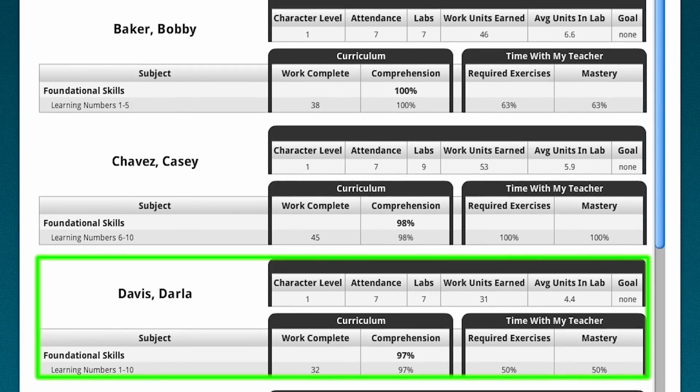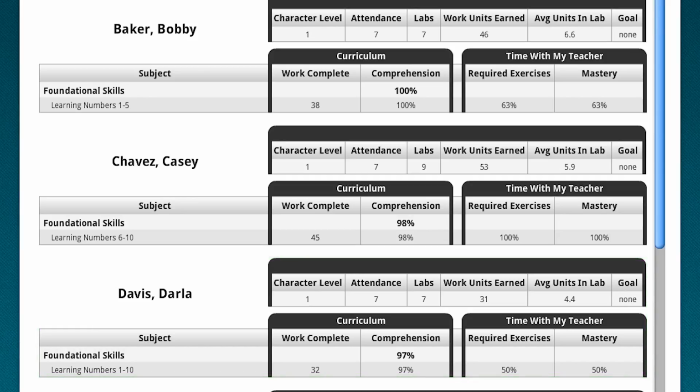Now please look at Darla Davis working in learning numbers 1 to 10. Character level 1 means that she hasn't set a goal for herself. Goal is determined over a course of 8 weeks. At character level 2, the student sets his first goal based upon past average.